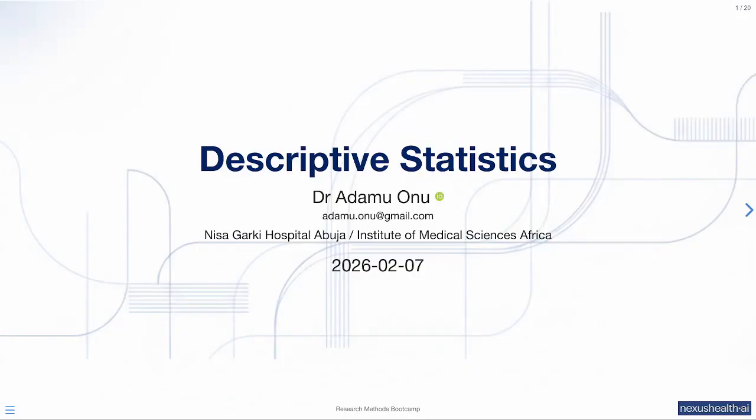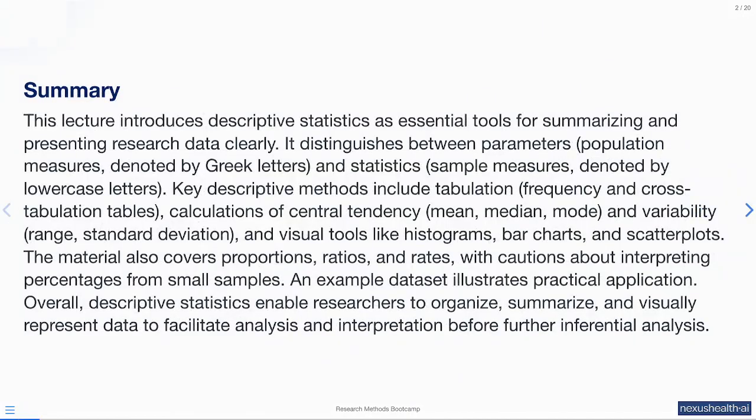In this lecture, we shall be considering descriptive statistics. This lecture introduces descriptive statistics as essential tools for summarizing and presenting research data clearly. It distinguishes between parameters, which are population measures denoted by Greek letters, and statistics, which are sample measures denoted by lowercase letters. Key descriptive methods include tabulation, where we report frequencies and cross-tabulation tables, and calculations of central tendency, such as mean, median, and mode.